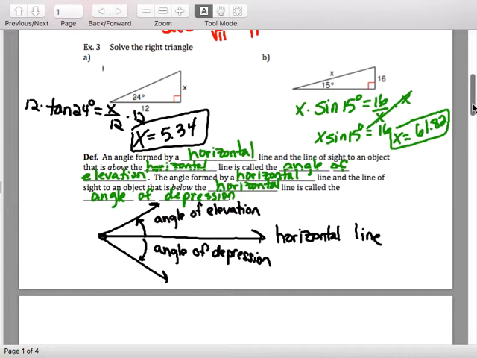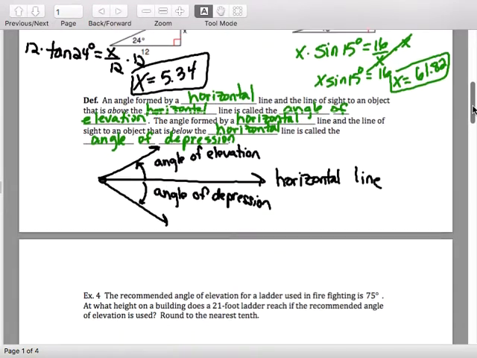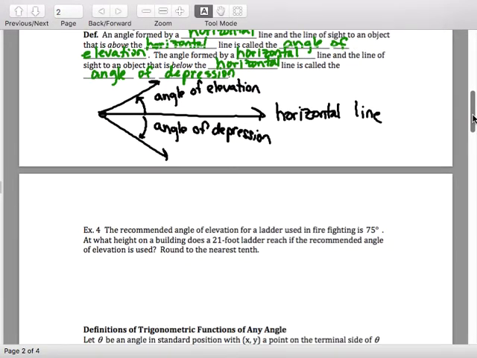Example 4 says the recommended angle of elevation for a ladder used in firefighting is 75 degrees. At what height on a building does a 21-foot ladder reach if the recommended angle of elevation is used? Round to the nearest tenth. I want you to try and make a sketch. Okay, make your own sketch and solve it. I'm going to give you a head start.